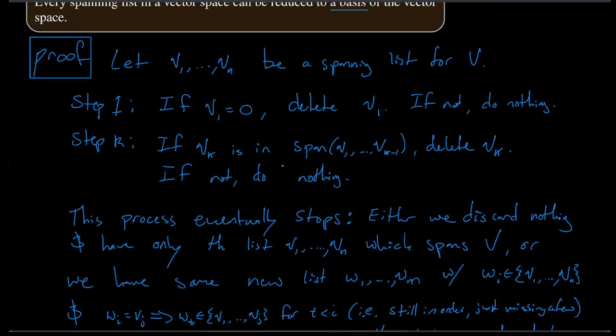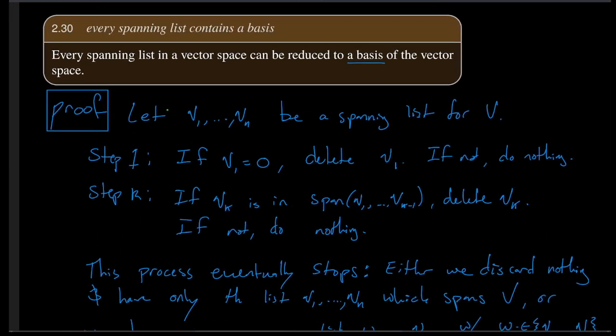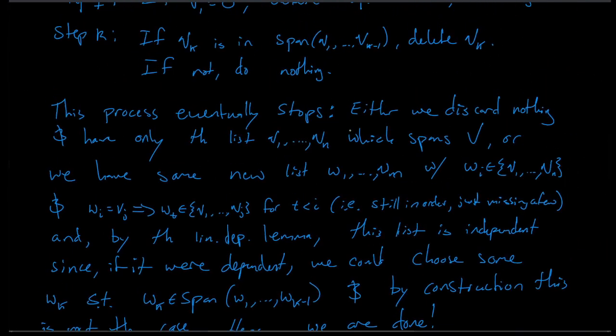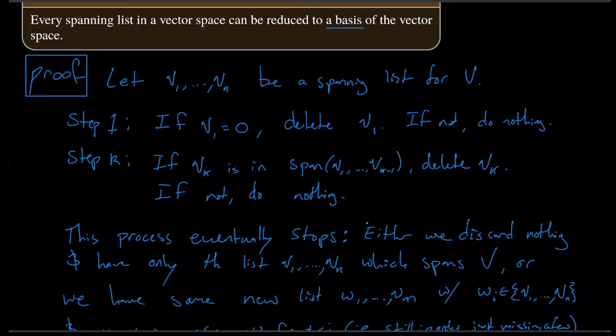Why does it still span? Well, because every time we delete something that's in the span of the previous things, we don't lose anything in terms of what we eventually span. That is, if the span of v1 through vk minus 1 is the same as the span of v1 through vk, then getting rid of vk doesn't remove anything from the span, and we're still fine. As we go, eventually we'll get up to the entire vector space since we have a spanning list to start with. All right, cool. Let's see what else we can do.